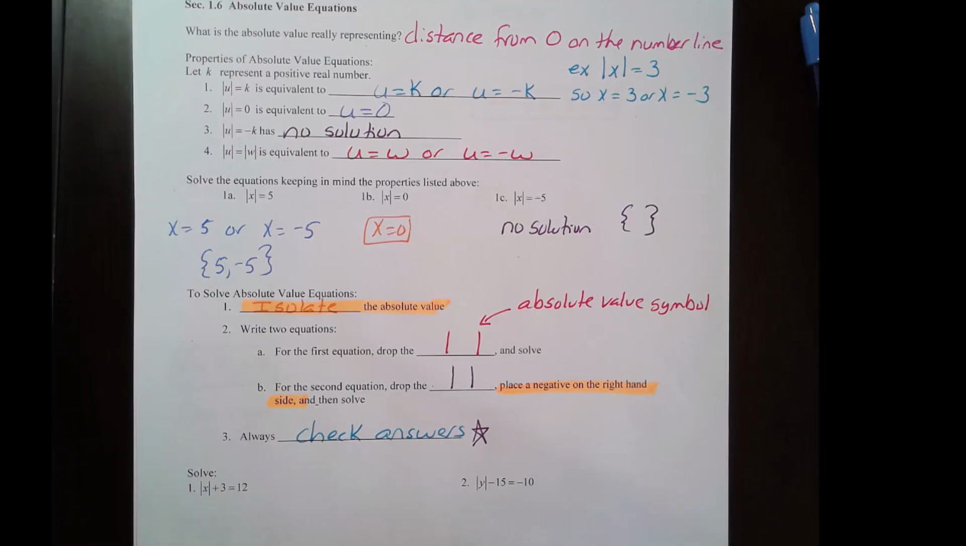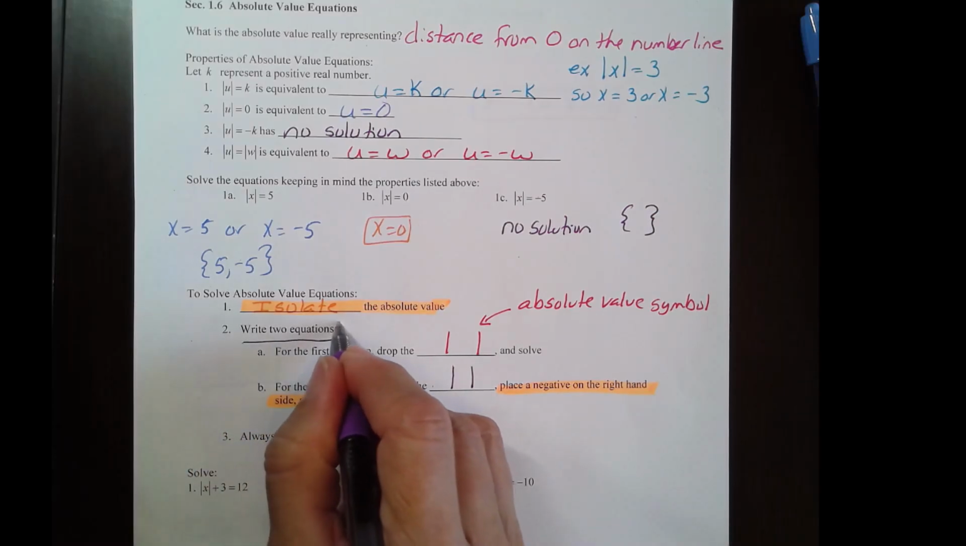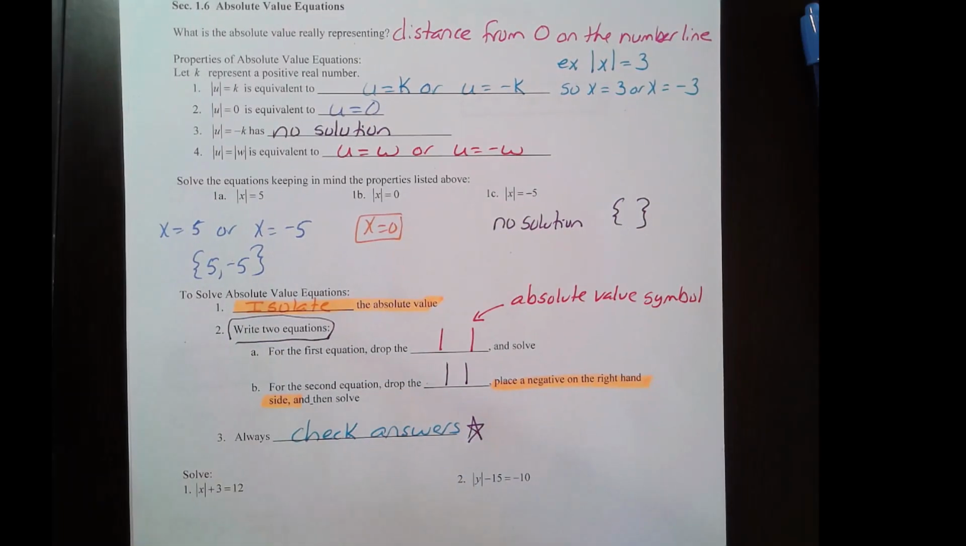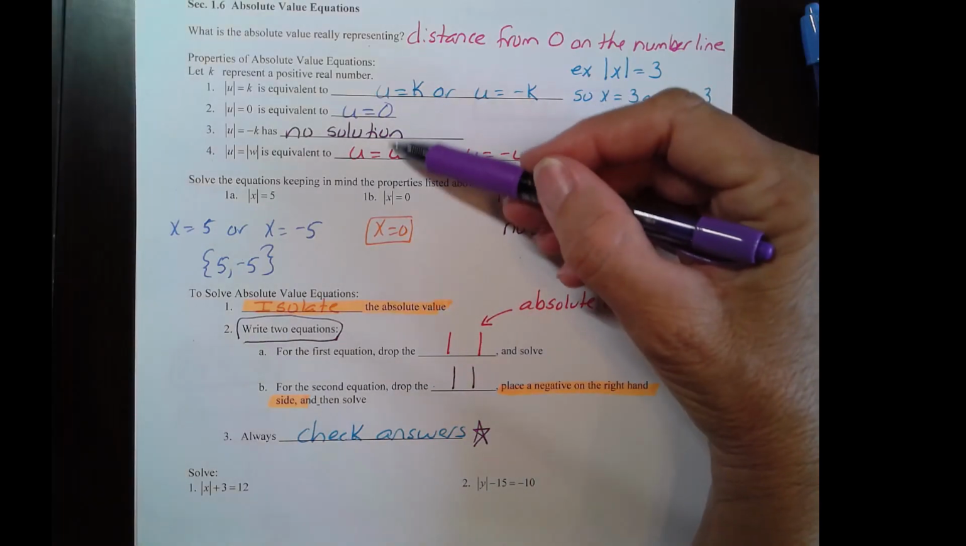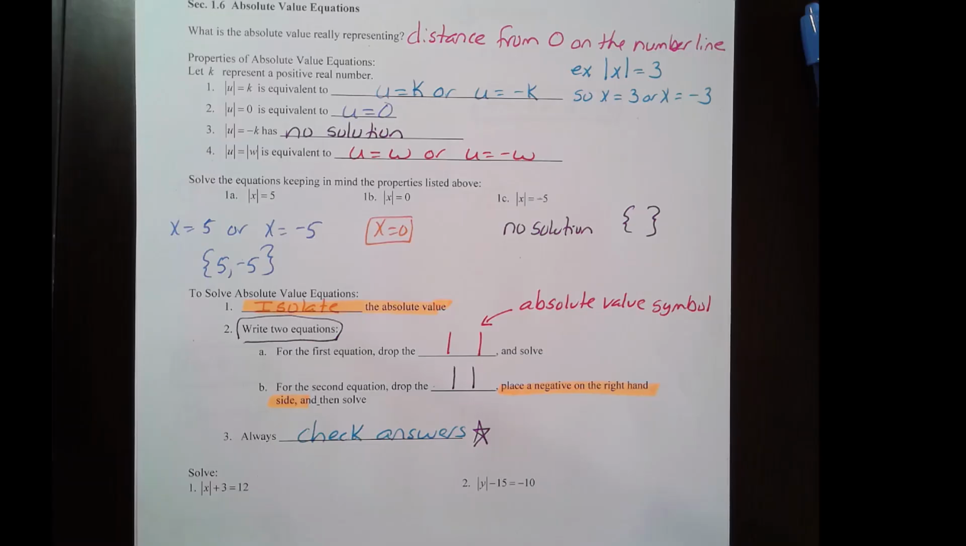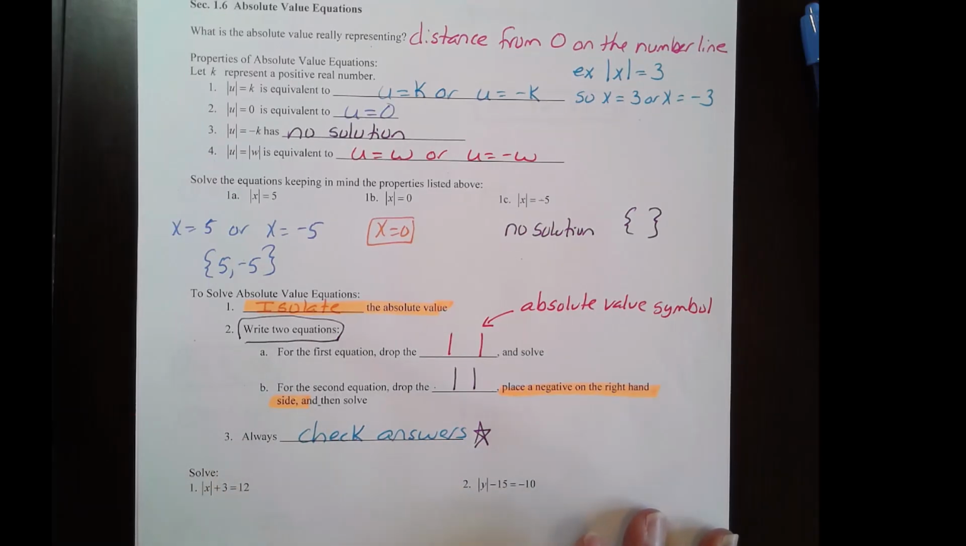The key takeaway for this is that you must write two equations. So the key takeaway for this section is you definitely want to write two equations most of the time, or make sure you just follow the properties listed above. So again, the key takeaway, make sure you're writing two equations.